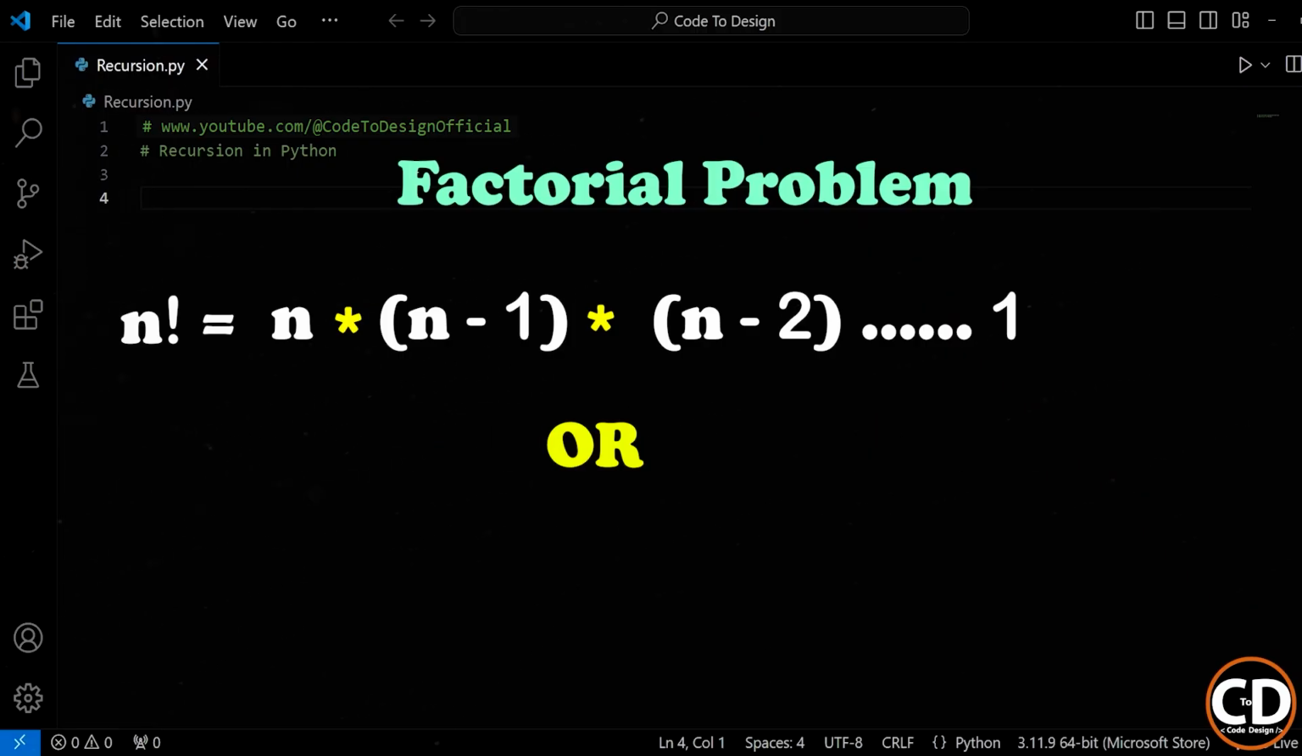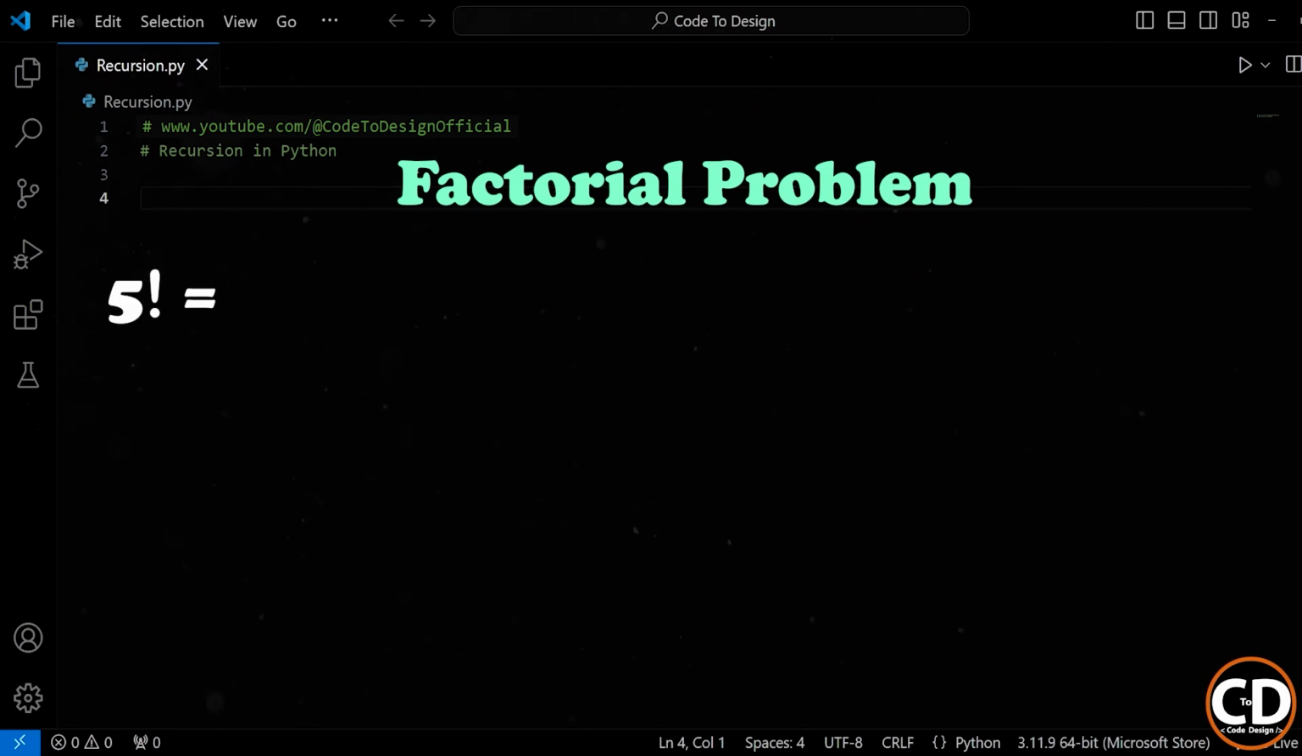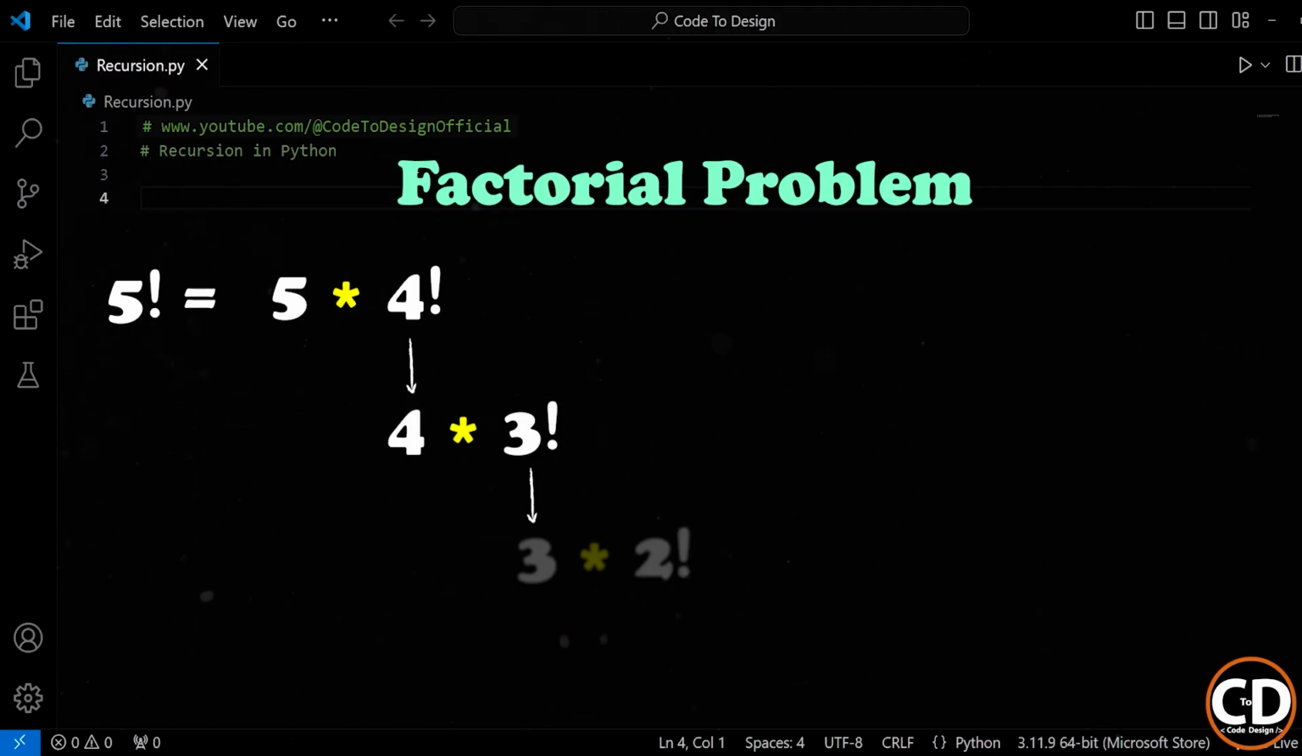Now we can also define the same formula recursively as n factorial is equal to n multiplied by n minus 1 factorial. So 5 factorial can now be written as 5 multiplied by 4 factorial, and then this 4 factorial can be written as 4 multiplied by 3 factorial, and 3 factorial can be written as 3 multiplied by 2 factorial, and finally, 2 factorial can be written as 2 multiplied by 1. So if we multiply all the numbers, then we get the same result.